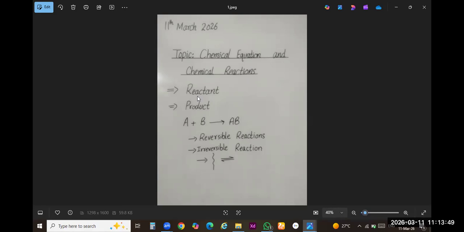Okay, class 9. As you know that I have told you about chemical equation. Whenever we will write the chemical equation, we should know about the two basic terms. The first term is reactant and the second term is product. Reactant means the elements or the compounds which are taking part in the chemical reaction initially. And the product means the new things which will form after the completion of the chemical reaction. These are known as products.